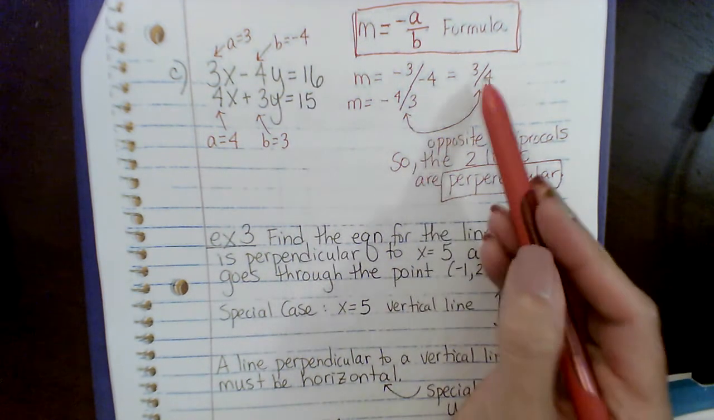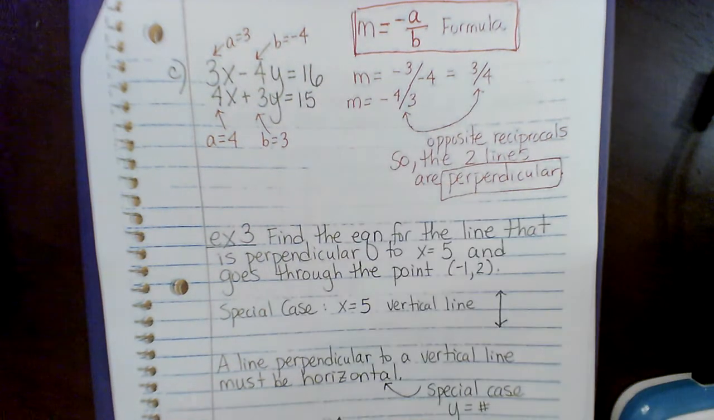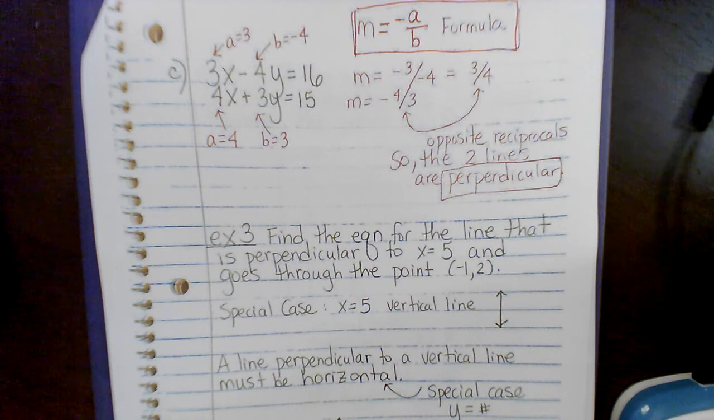Now look at these two. They are opposite reciprocals. That means these two lines are perpendicular. All right. Let's move on here.